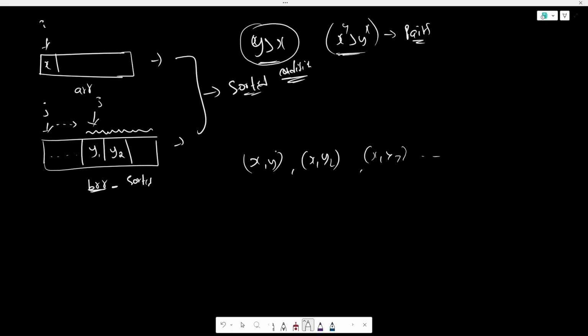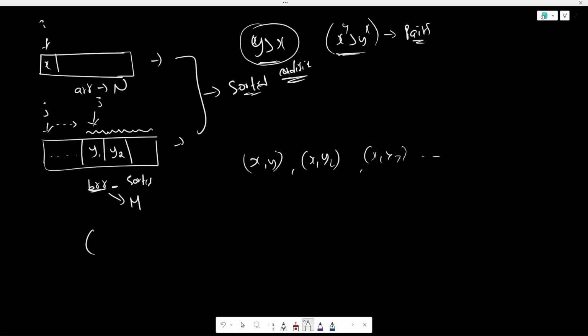So how to get this many number of pairs? Okay, let's take an example. This array ARR has length n and this BRR array has length m. So how to get this many number of pairs? In this length, I need to just minus the j, that's it.